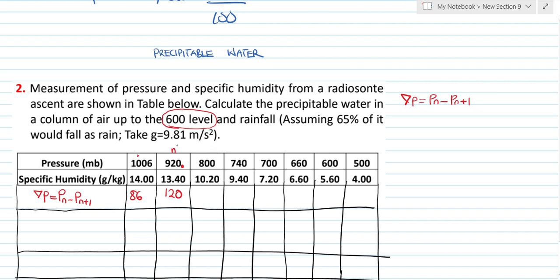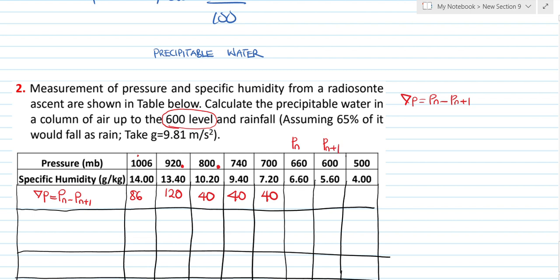Then we move on. When we come here, this becomes our Pn, and this becomes our Pn plus 1. Have you seen that? So it continues that way. That side is going to be 800 minus 740, and that is 60. And when we come here, it's going to be 740 minus 700, that is 40. When we come here, 700 minus 660, that will be 40.